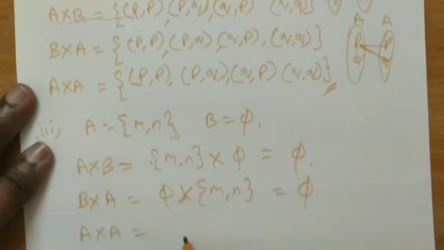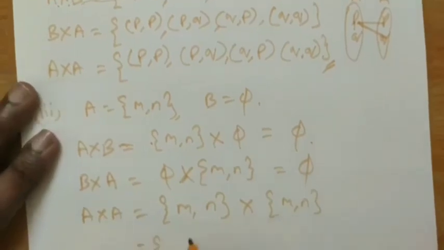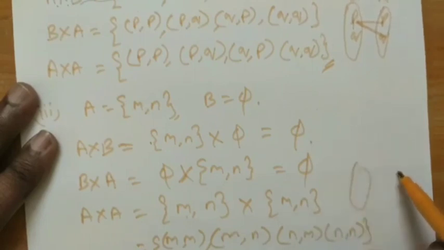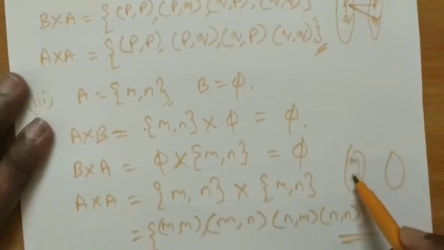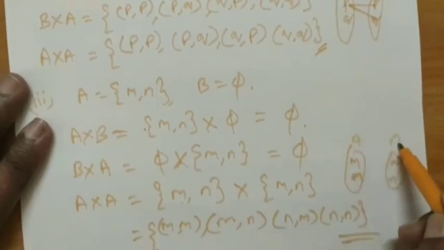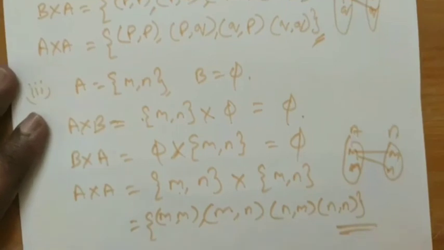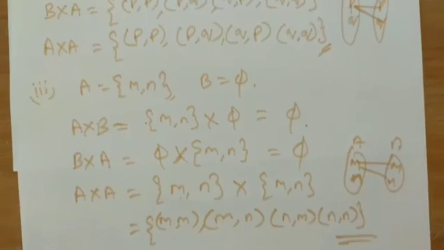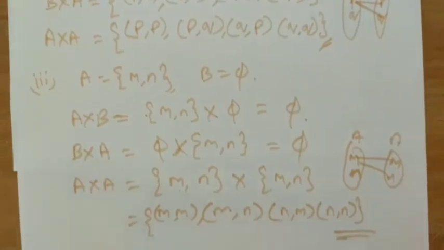Then A cross A is equal to {M, N} product {M, N}. So M is mapped with M and M is mapped with N, (M, N), and then N is mapped with M and N is mapped with N. This is A cross A. Or otherwise you can just write it like this: M, N. That is A cross A. Now we can easily write the Cartesian product of A into A. So this is the third Roman number's answer. Thank you, students.